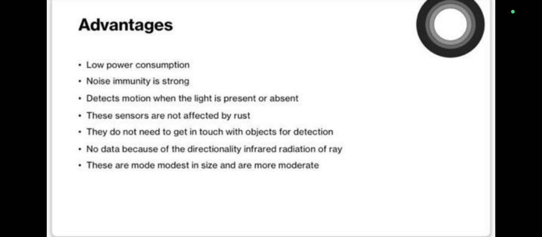Now let's come to the advantages of the IR sensor. It has low power consumption, noise immunity is strong, and it detects motion whether light is present or absent. These sensors are not affected by rust. They do not need to get in touch with objects for detection. Because of the directionality of infrared radiation there is no data leakage, and these sensors are more modest in size and more moderate.